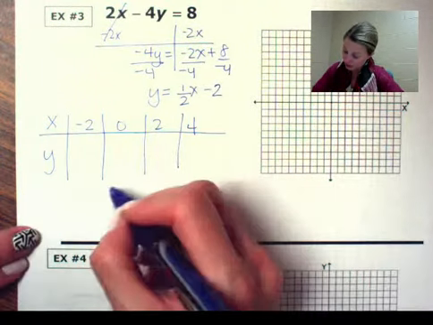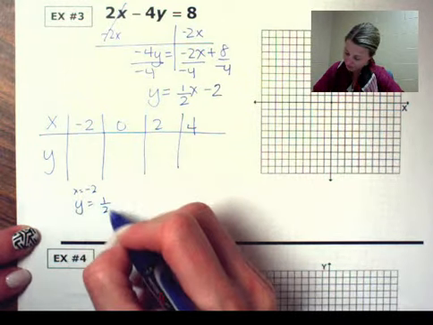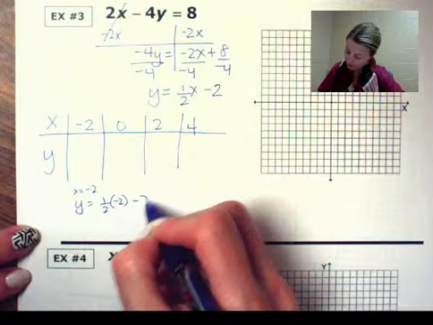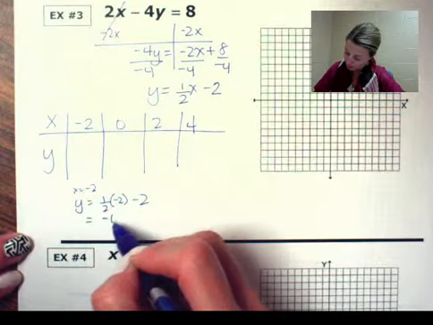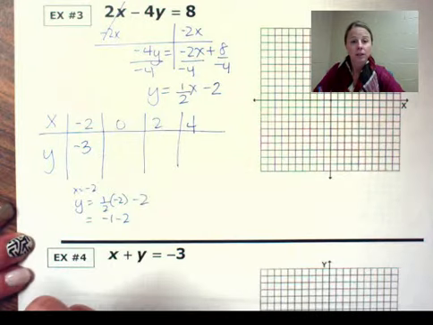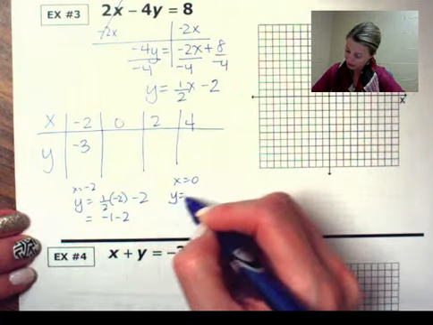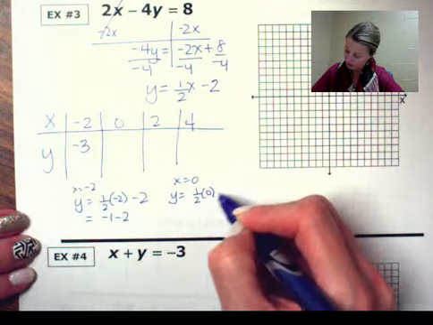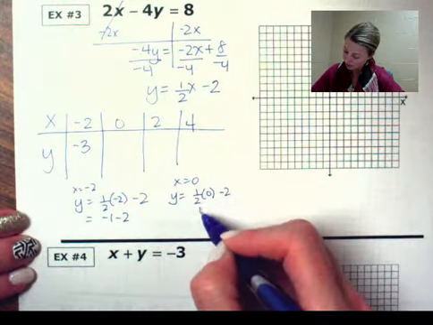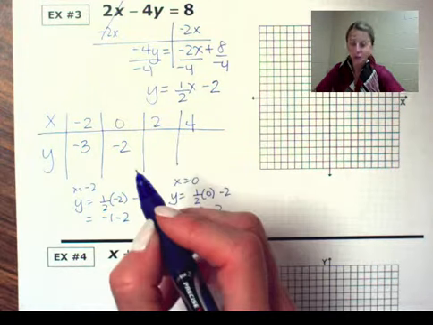So when I plug in -2, I'm going to have y equals 1/2 times -2 minus 2. That's going to be -1 minus 2, which is -3. Okay, so next one, when x is 0. So y is 1/2 times 0 minus 2. Well, 0 minus 2 is -2. So I will have a -2.